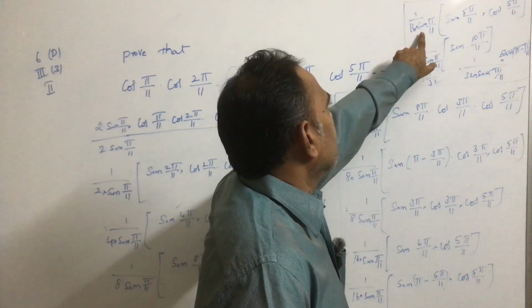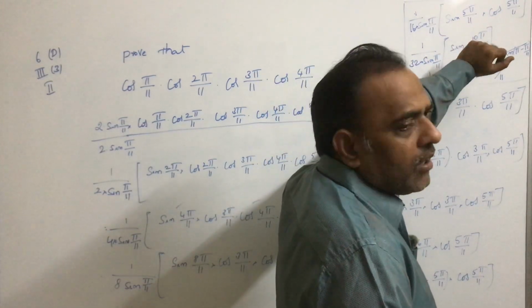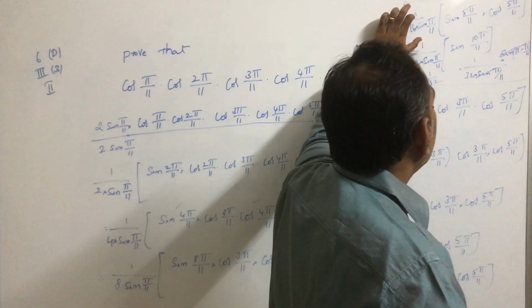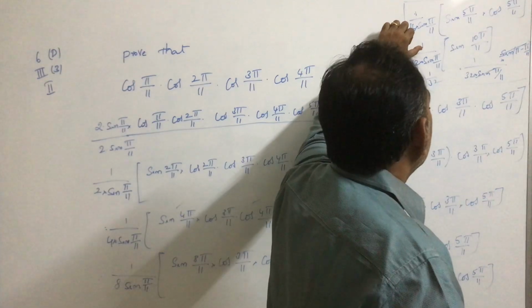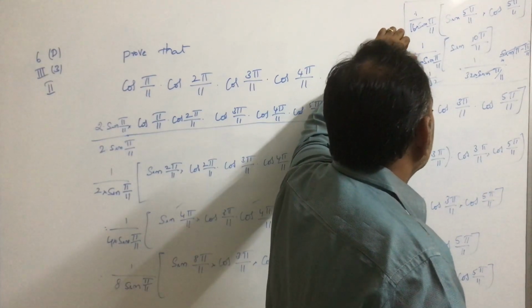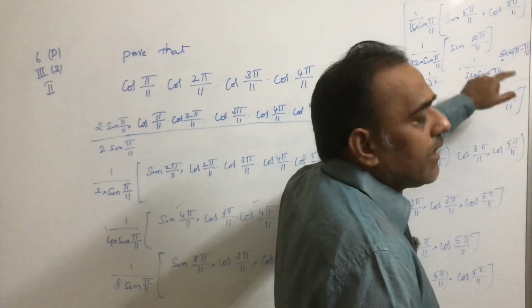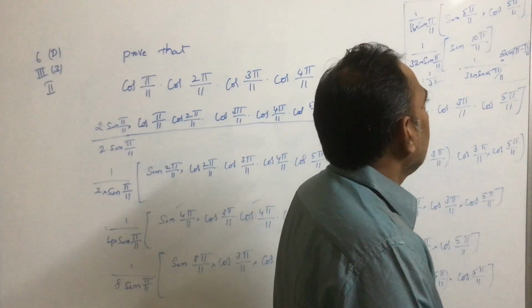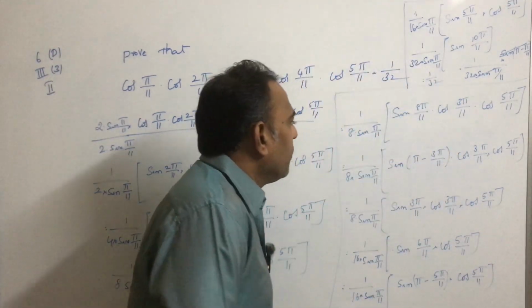1 by 16 into sin pi by 11 into sin 5 pi by 11 into cos 5 pi by 11. Here again 2 is missing, so we need to multiply numerator as well as denominator with 2. So finally we have 1 by 32 sin pi by 11 into sin 10 pi by 11. 10 pi by 11 can be written as pi minus pi by 11. So finally we remain with 1 by 32.